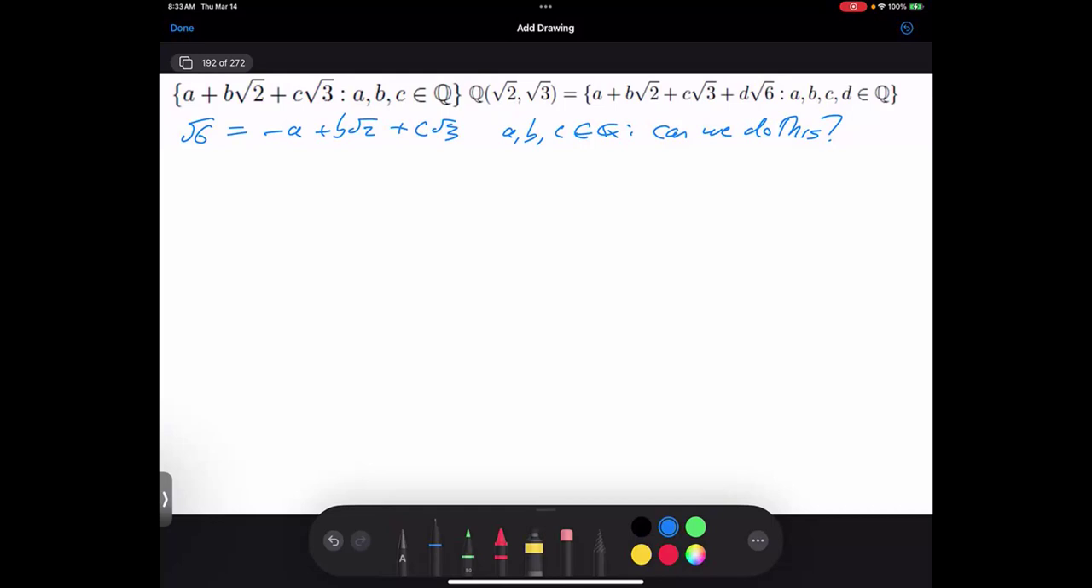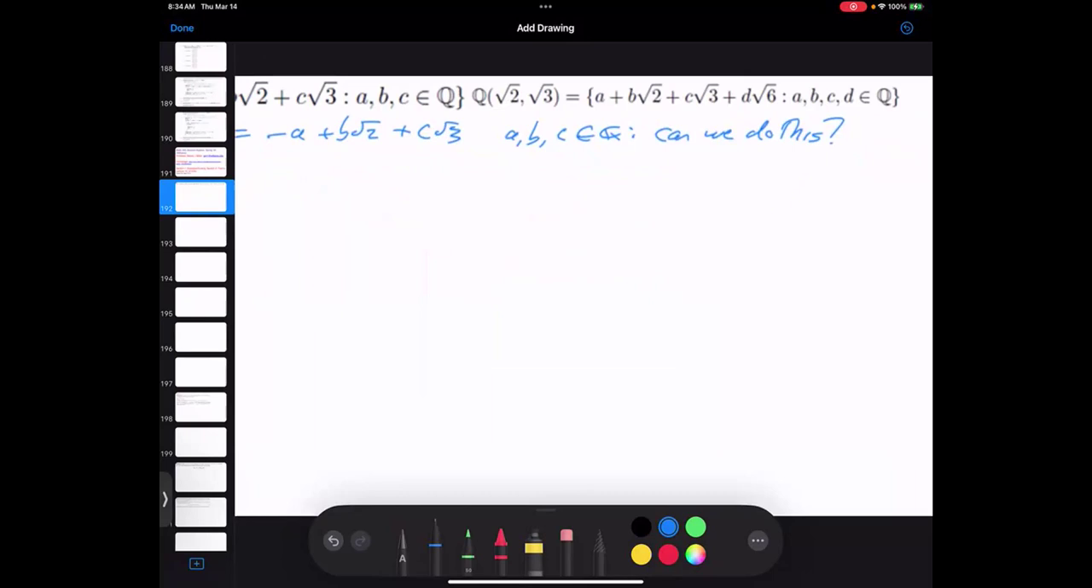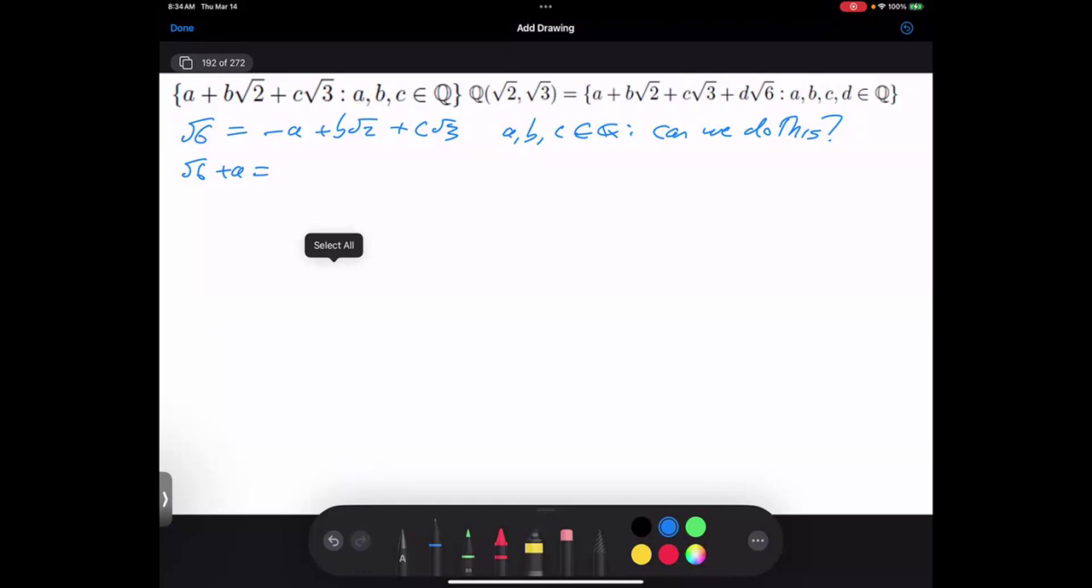All right, so this is the same. It's the square root of 6 plus a equals b root 2 plus c root 3. What should I do to both sides?